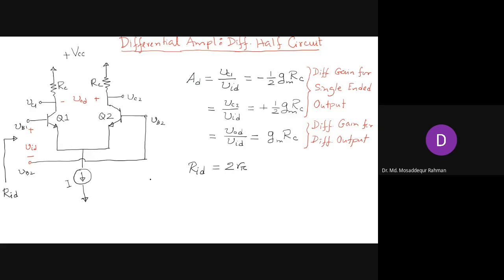Also, the gains we can express in terms of what we have seen in the last class from the T model of the differential pair, that VC1 by VID was minus alpha RC divided by 2RE, and VC2 by VID was plus alpha RC divided by 2RE, and the last one is the differential gain for differential output, that will be just twice of this, RC by RE.